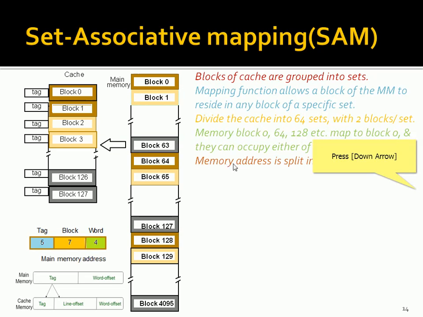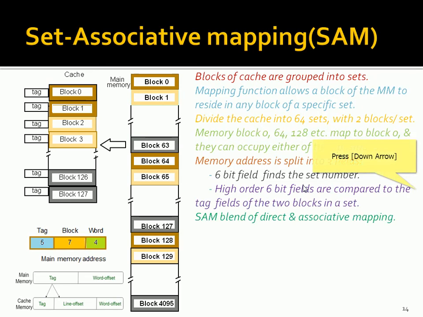Memory address is split into 3 fields, as we saw previously. The set field will be used to find the set number. The higher order tag field is compared with the tag field of the 2 blocks in a set.